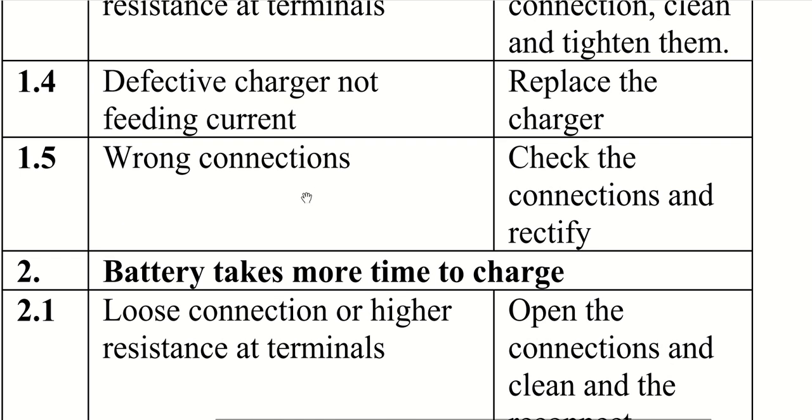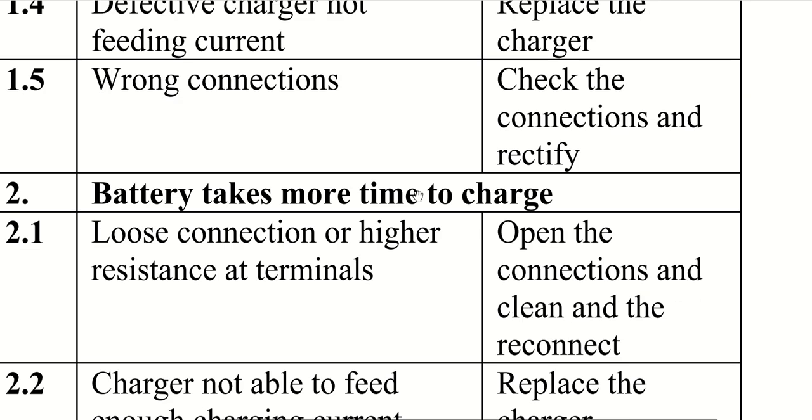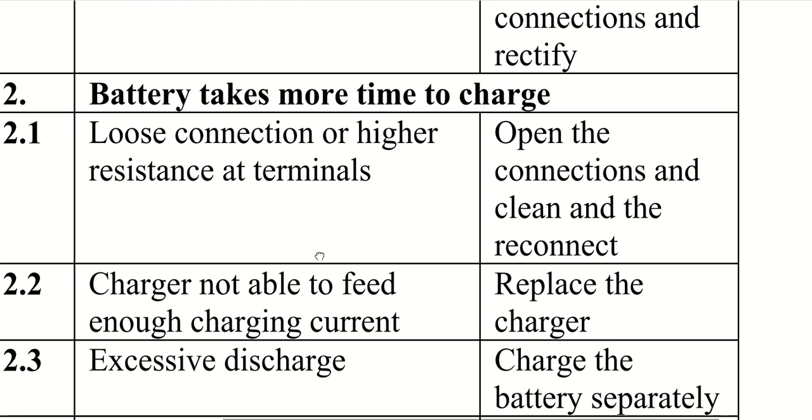The fourth reason could be a defective charger, not feeding the current. The charger itself is defective, and it is not able to feed the current. So replace the charger in that case. Wrong connections: check the connections and rectify. Sometimes the positive terminal goes to the negative terminal, and the negative terminal is connected to the positive terminal, and that is why the charging circuit does not work properly. So you have to check those connections properly in the case of the DC.